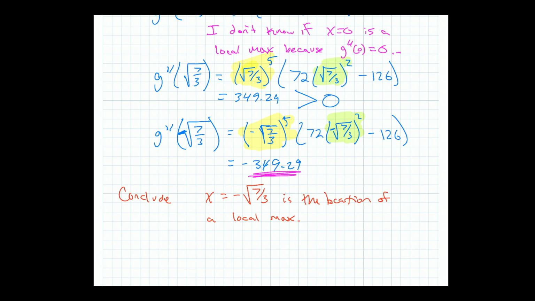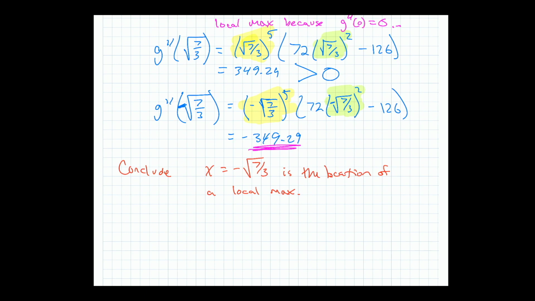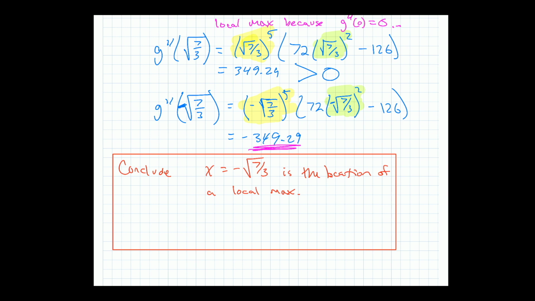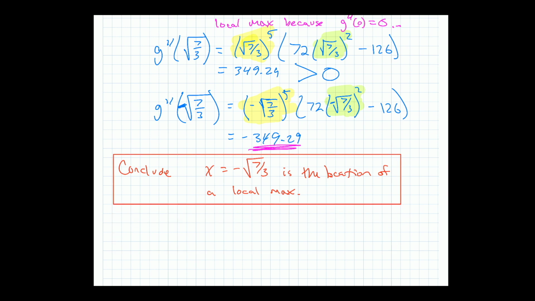Okay. Now, what about that 0? Well, if you wanted to know if 0 was a local maximum or a minimum, you would actually have to go do the number line in the first derivative test. I'm not going to. I'm going to cheat. I'm just going to say, well, I happen to know that this is the only one, and I'm going to stop there for this problem.